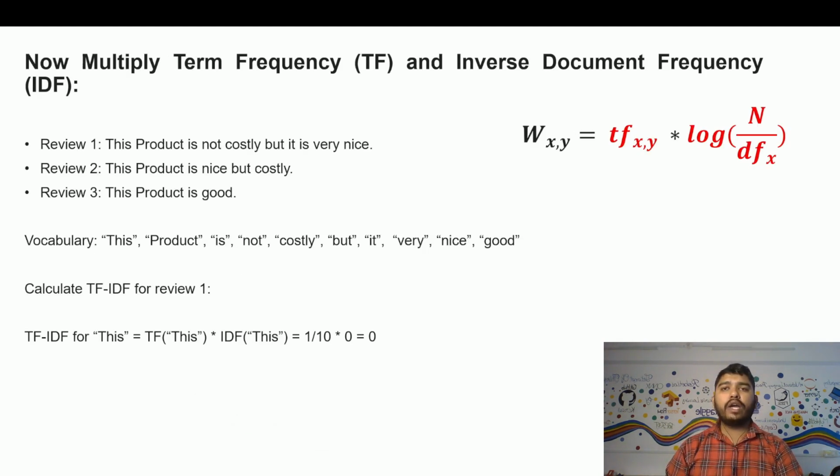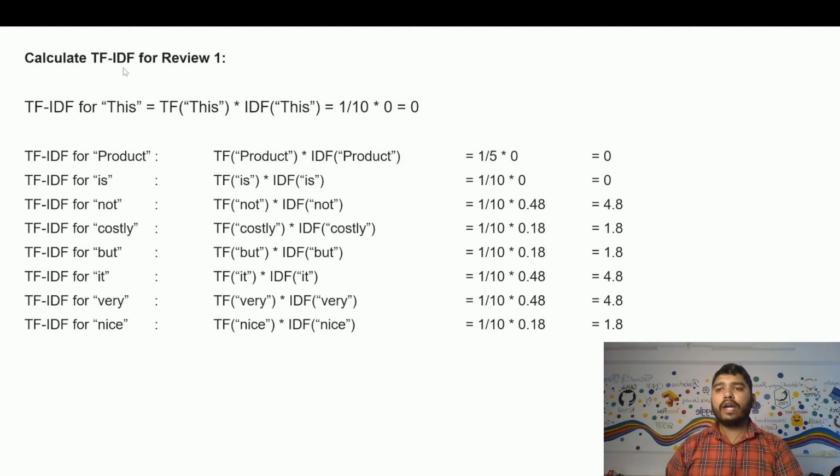Now to find term frequency and inverse document frequency, which means TF-IDF, we need to multiply the TF value and the IDF value. So here you can see we multiply the TF value of "this" by the IDF value of "this", which is 1 divided by 10 multiplied by 0, which means 0. So TF-IDF for this word is 0. Likewise, we can find the TF-IDF value for each word. So here you can see 0, 0, 4.8 for the word not, 1.8 for the word costly.